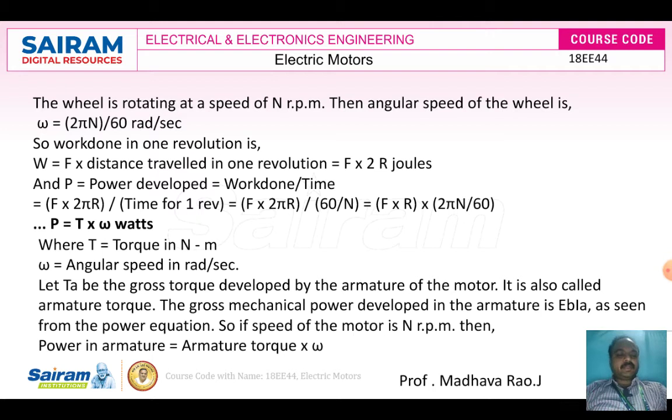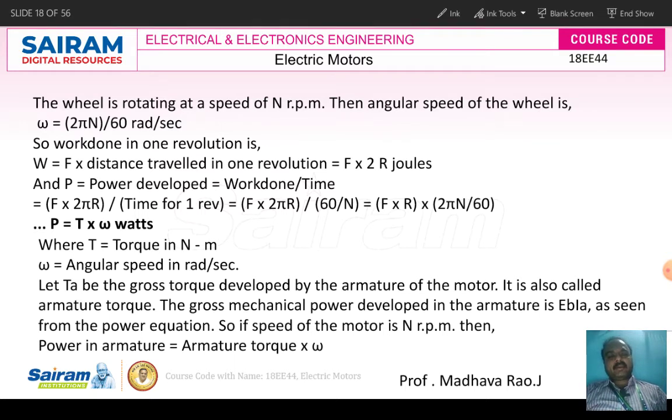Now we will see the speed of the wheel. The wheel is rotating at a speed of n revolutions per minute. The angular speed of the wheel is omega. So how can we write omega? Omega is equal to 2 pi n by 60 radians per second. So omega is the angular speed.